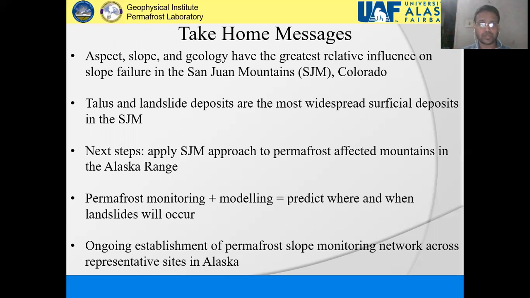A combination of permafrost monitoring and modeling will constrain the timing and location of future landslides. We are currently working towards establishing a permafrost slope monitoring network across Alaska.